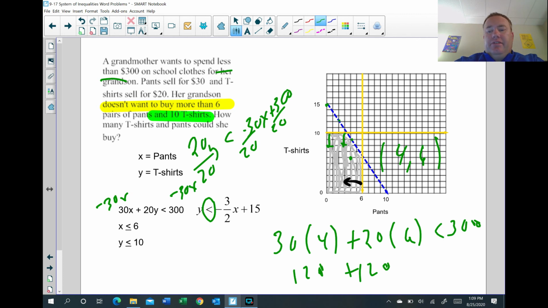You guys will have an assignment dealing with this. You'll have some that you'll just have to write, and you'll have some that you'll be graphing and finding the solution for.